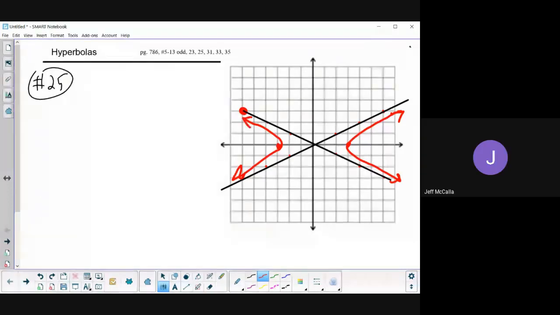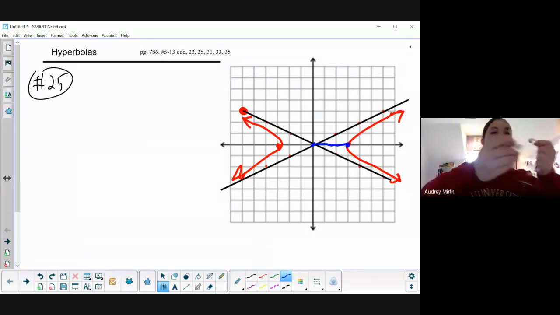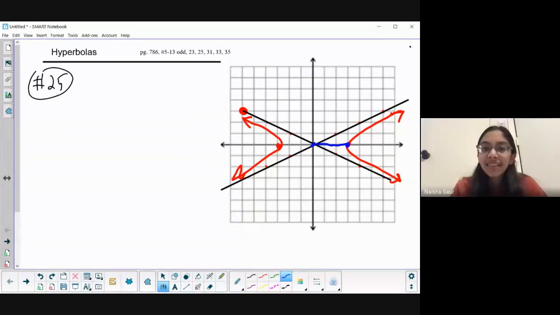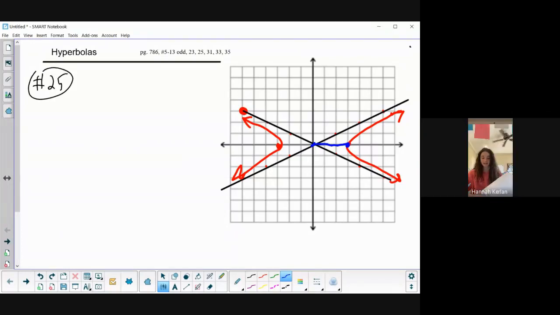So you're trying to figure out things like what's this distance from the center to the vertex called? Is it in terms of a variable? Is that A, B, or C? I have my notes. It's C. No, it's A. Yeah, from the vertex. So that's the vertex. So A equals 3. So you've got to identify some of the variables.